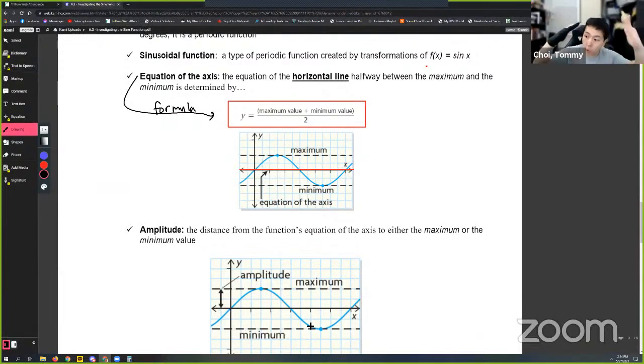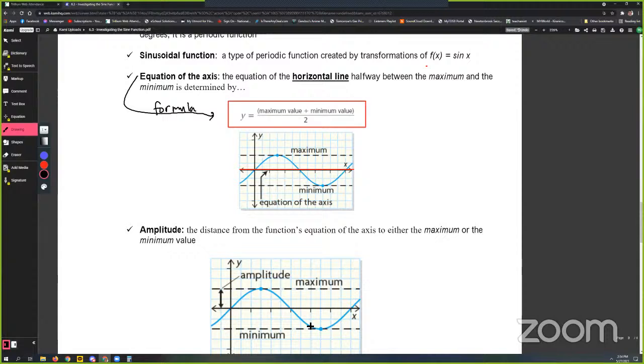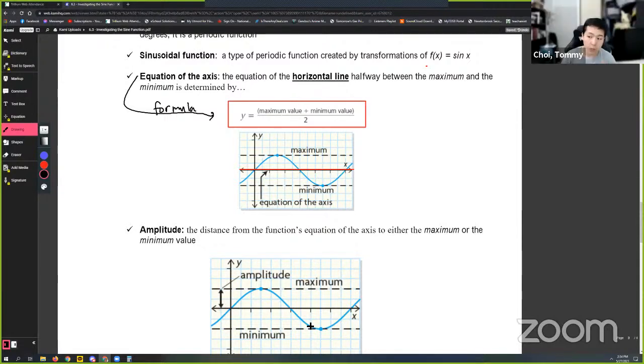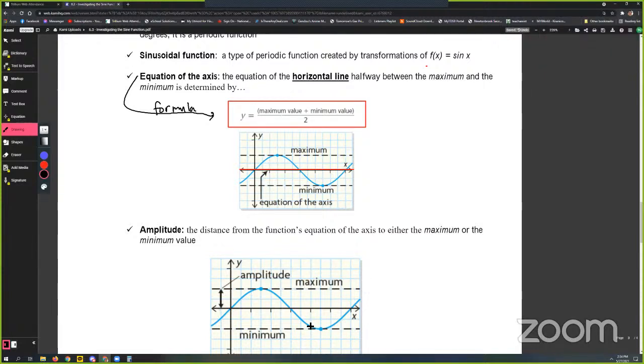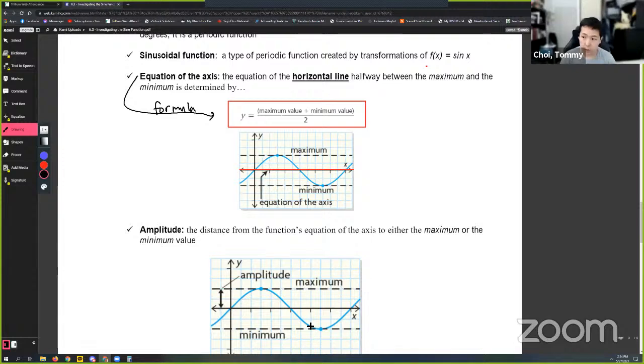So how high or how low does your sine function go from the middle line, the equation of the axis? Wouldn't it be the same number as a max or min? No, not always. It would be if it was at 0, but in different word problems, you're not always going to get it at 0. So we're going to see an example of where it's not doing that, and we'll go into that. But that is a very good question.